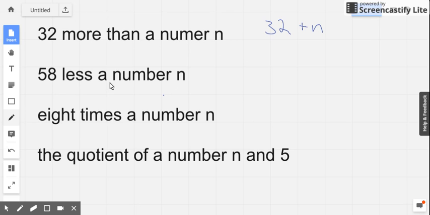58 less a number n. Now, more, addition, the order doesn't matter. We call that the commutative property of addition. The order that we add in doesn't matter. 32 plus n, n plus 32, the same result.